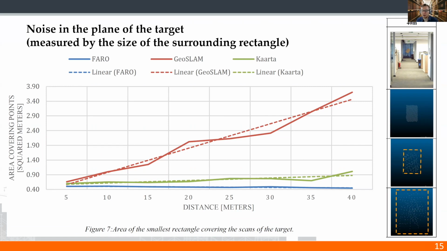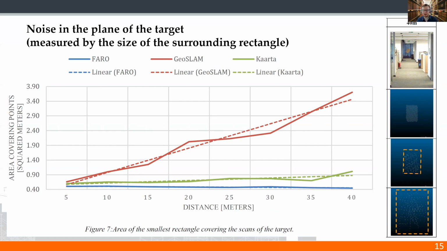Those orange dashed rectangles represent the bounding boxes surrounding the point clouds, and whose area we can see in this graph. As we can see, an initially very small gap between the static and the mobile scanners very quickly grows along with the distance. This is quite interesting because it means that the initial difference at 5 meters is around 20 to 30%, whereas it grows to 100 or even 600% at 40 meters.